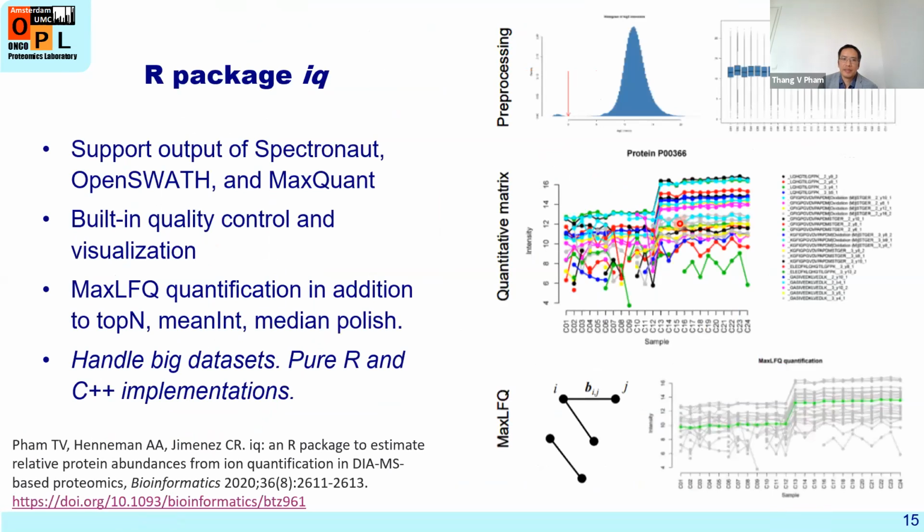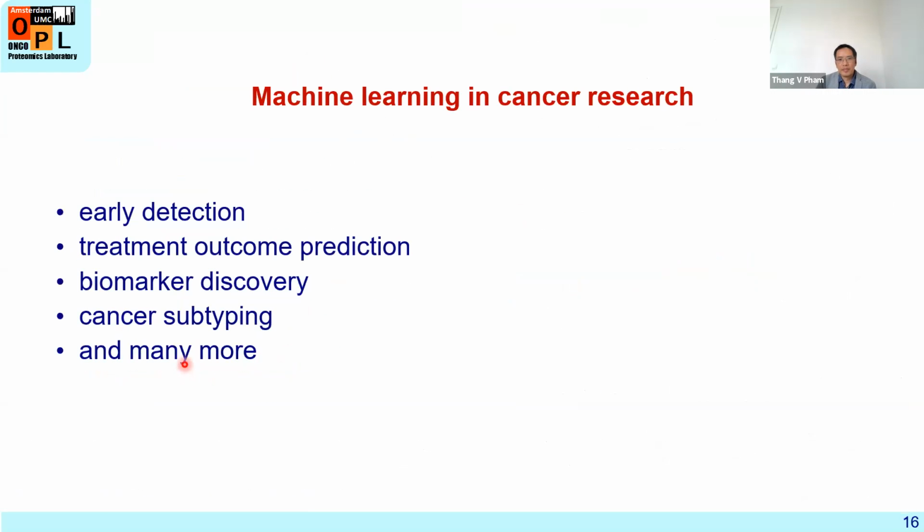And this is a slide to advertise our work a little bit. If you work with mass spectrometry data, you might want to look up this R package called iq, which stands for ion quantification. One of the features that we worked really hard on is for the software to handle very big data sets.